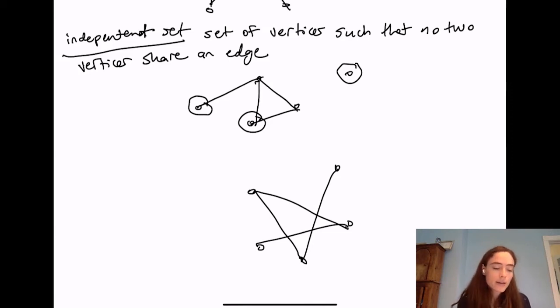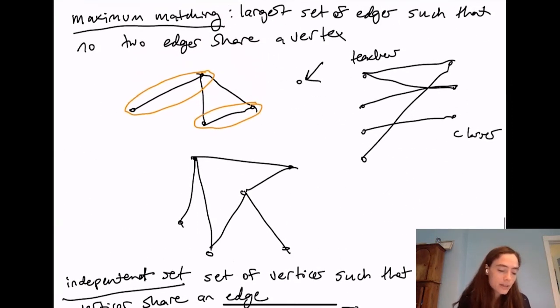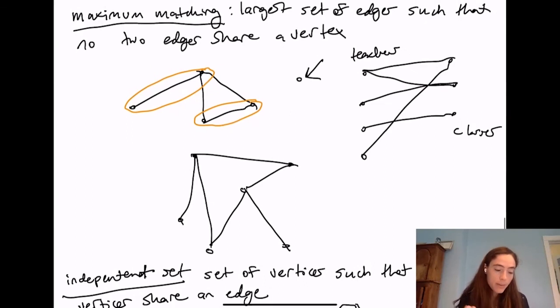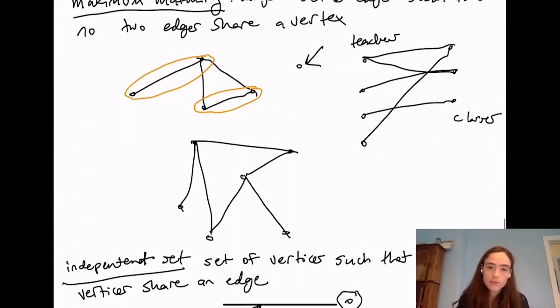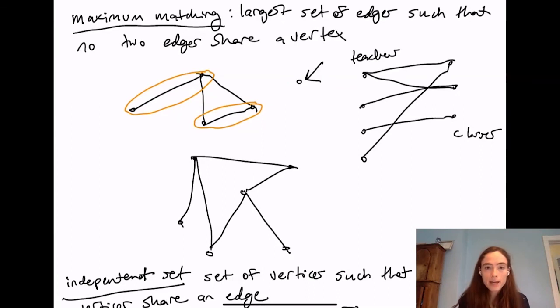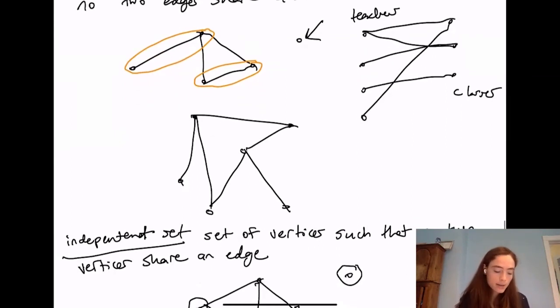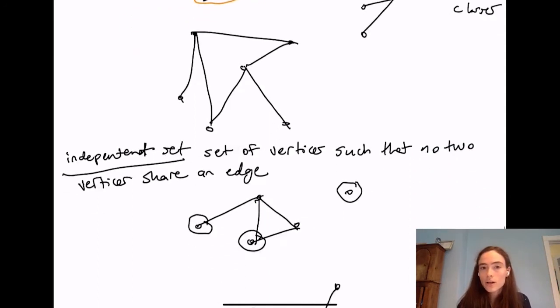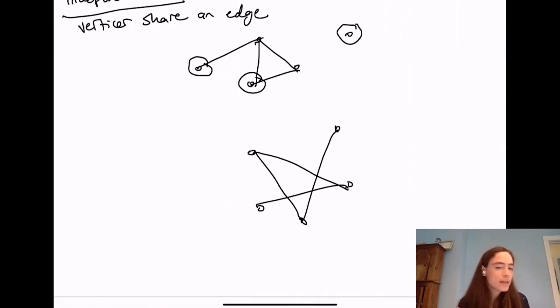And the definitions of the maximum size matching and maximum size independent set sound almost like inverses of each other, right? So the maximum matching is the largest set of edges such that no two edges share a vertex, and the largest independent set is the maximum set of vertices such that no two vertices share an edge. So you might think that it would be a similar computational complexity to solve both of these problems. But actually, it's very different.